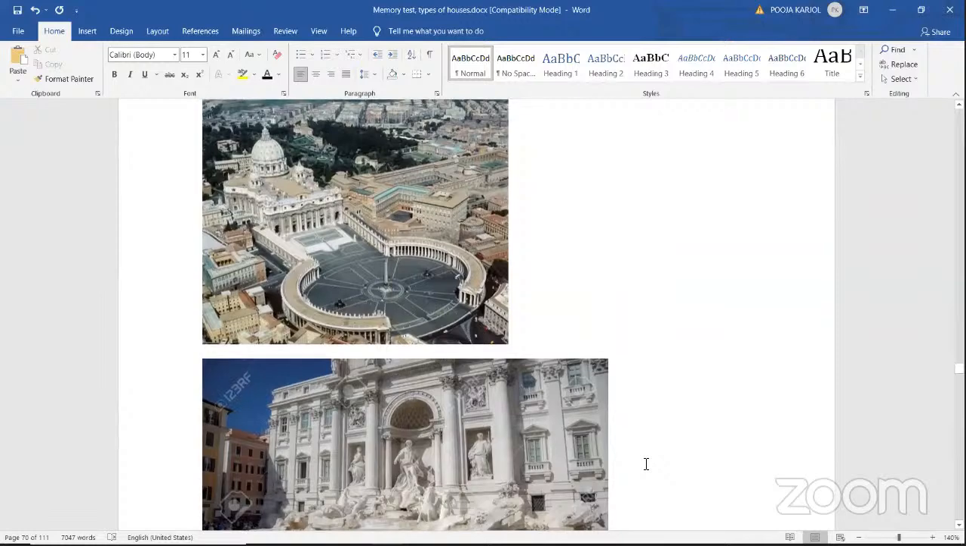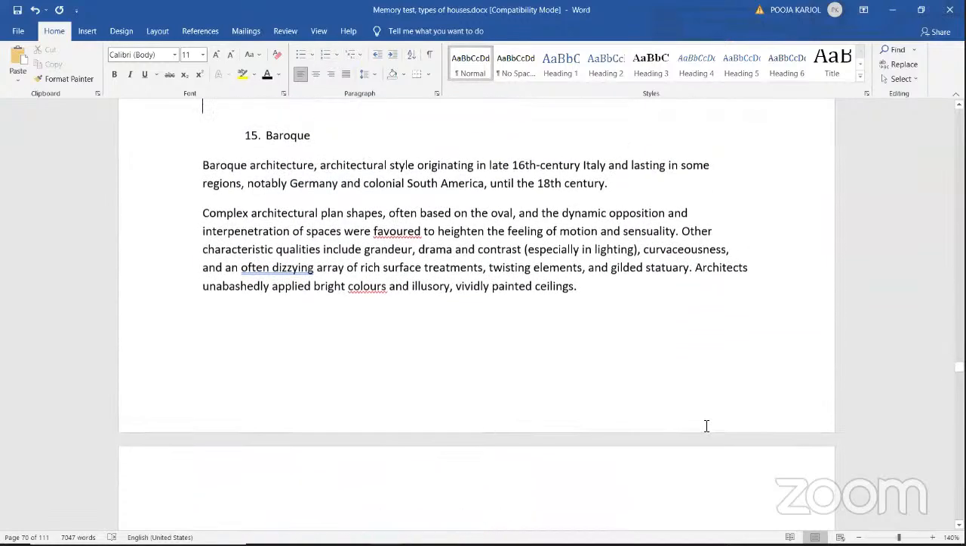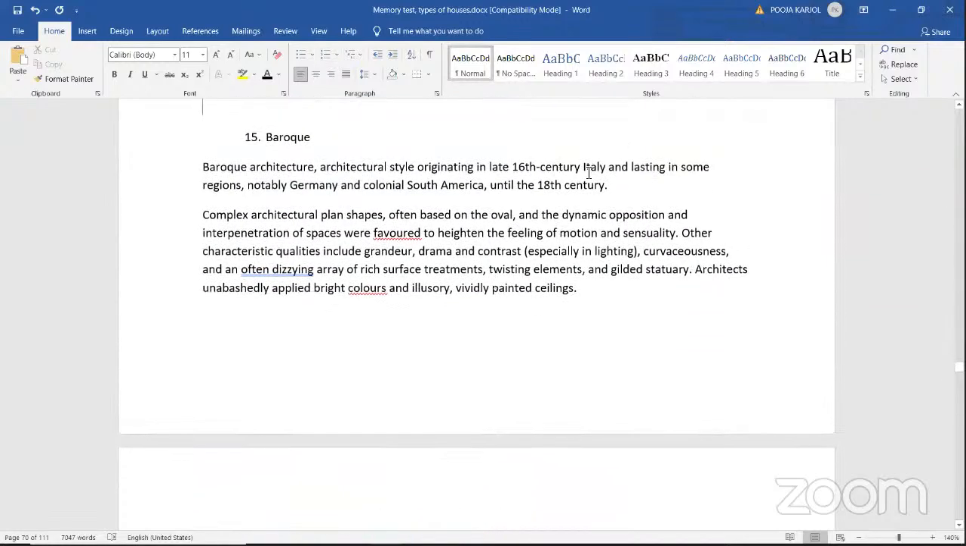Okay, Baroque. Baroque architecture originated in 16th century Italy. Okay, then it spread to other places until the 18th century. Okay. Complex architectural plan shapes, often based on the oval. It uses a large amount of space to heighten the feeling of motion.